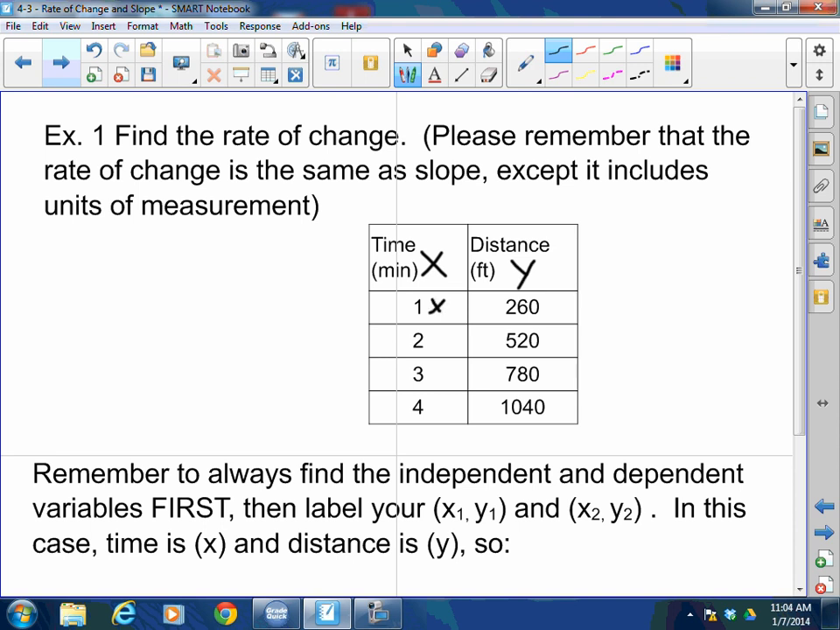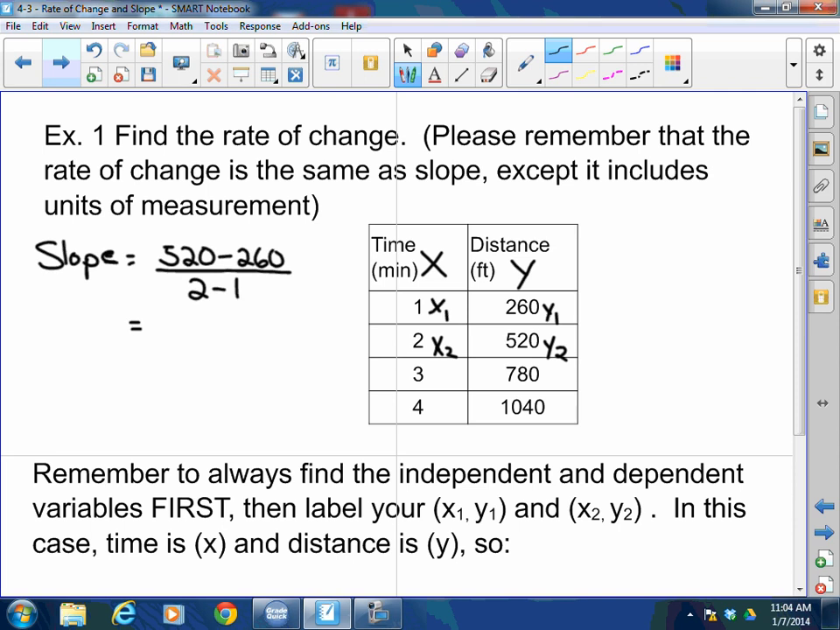This is x1 because it's my first x value. This is y1 because it's my first y value. This is x2 because it's my second x value. And this is y2 because it's my second y value. So let's find the slope, or the rate of change. It's y2, which is 520, minus y1, which is 260, divided by x2 minus x1.